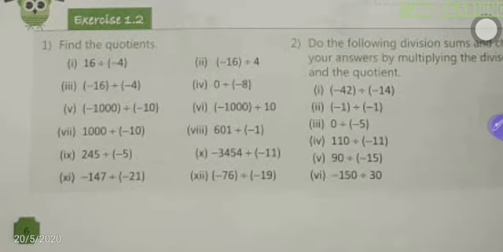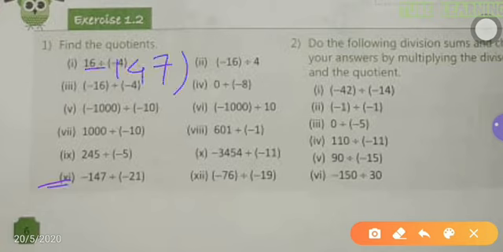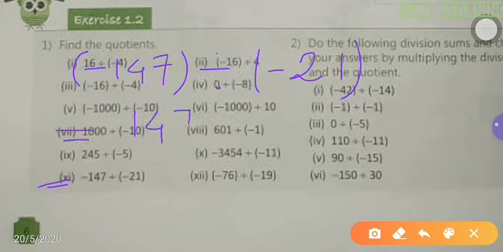Next, again I am doing, suppose number 11. Number 11, what is given? -147 divided by -21. So what will it become? 147 divided by 21 equals how much? If you divide 147 by 21, 7 1s are 7, 7 2s are 14. It will become 7.